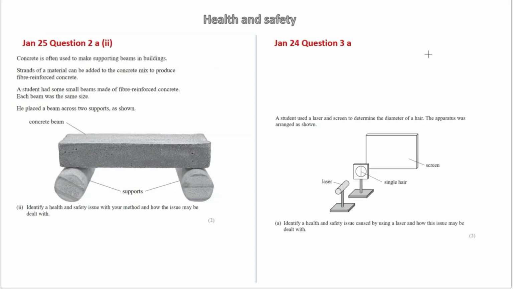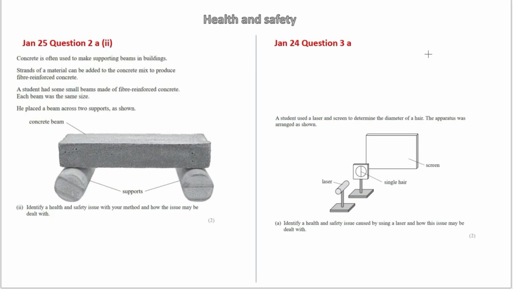So the next concept is associated with health and safety. We'll look at two examples, one from Jan 25, the other one from Jan 24. Jan 25 says, concrete is often used to make supporting beams in buildings. Strands of a material can be added to the concrete mix to produce fiber reinforced concrete.